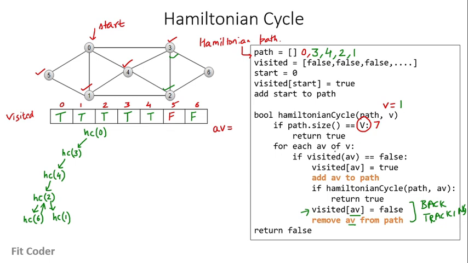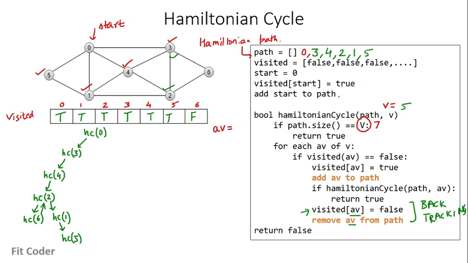Then we check the adjacent vertices for vertex 1. So adjacent vertices are 2, 4, 0 and 5. So all are already visited, only 5 is left. So AV becomes 5. Now we mark visited of 5 as true and we add 5 to the path. Then we invoke Hamiltonian cycle for the vertex 5. So from HC1 we call HC5. So V becomes 5 now.